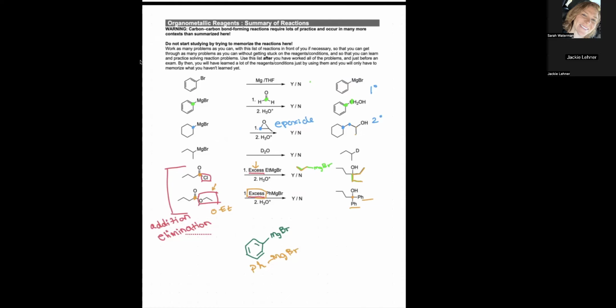Remember that Grignard, all it's doing is just elongating your carbon chain. You're making new carbon-carbon bonds, making new alkanes. And whatever else it drags along with it, it drags along. In this case, it's dragging along those phenyl groups, right? Does that make sense?